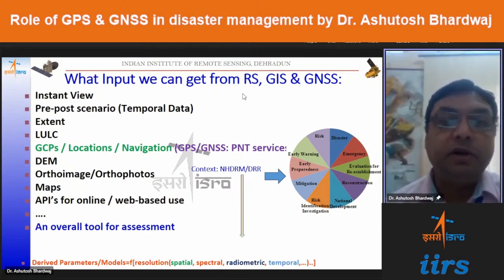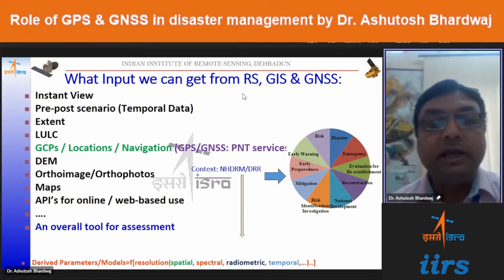Then we have the digital elevation model from the remote sensing data. We can generate the ortho images or the ortho photographs, depending upon what we are getting.